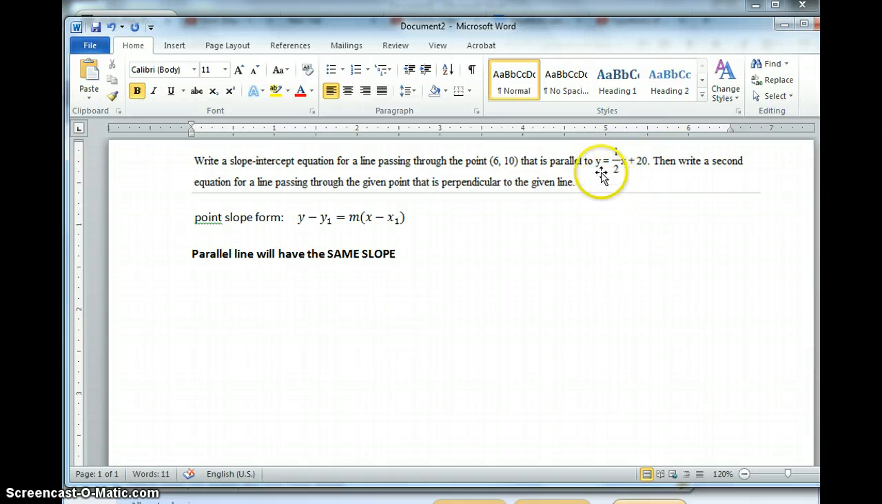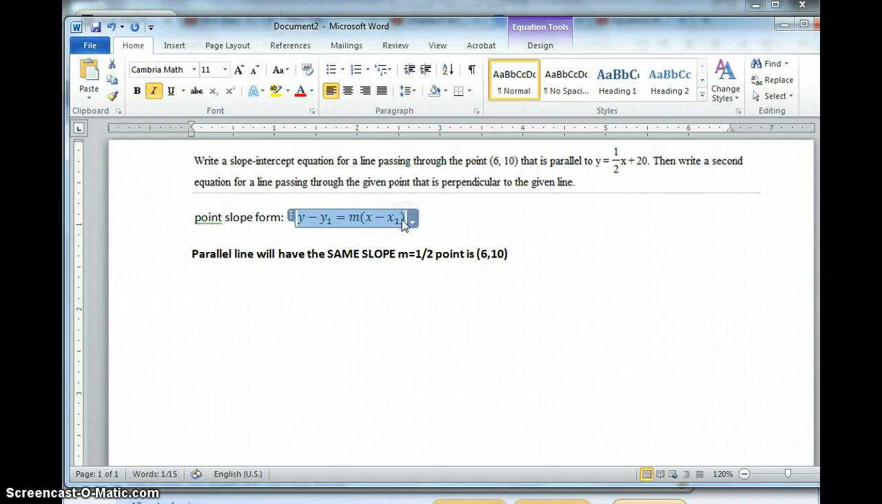Remember, it's y equals mx plus b. So the slope of our line is m equals 1/2, right? And it says through the point (6, 10), so 6 is going to be our x1 and 10 is going to be our y1. I'm going to use this point-slope version, and you can see we have m, x1, and y1, and we can go ahead and plug those in.